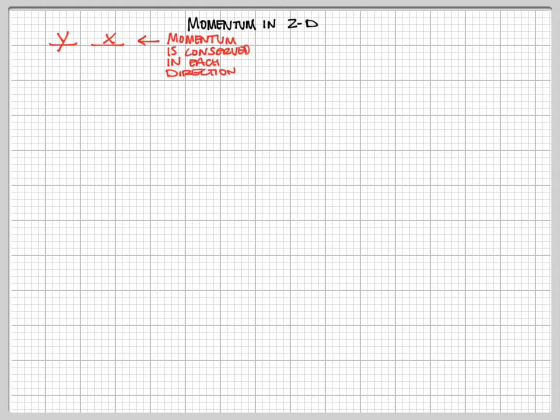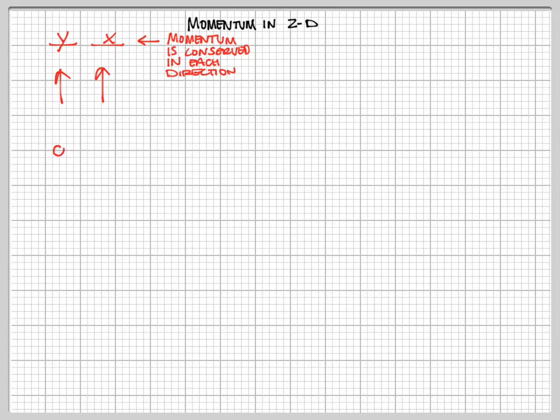So in this case, every problem that has two-dimensional momentum really is two problems. It's the y problem and then the x problem that you have to do. So you're just going to take one problem, break it up into two problems, and get going with that. For example, we'll do one that is strikingly similar to what I'm going to make you do tomorrow. So you're welcome for that.